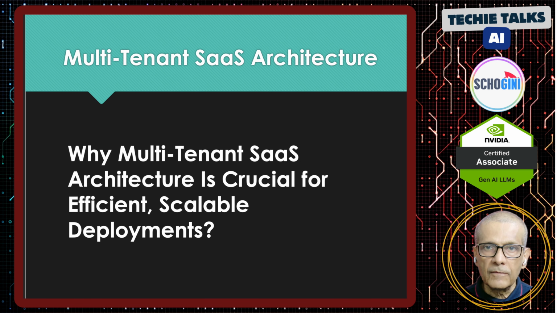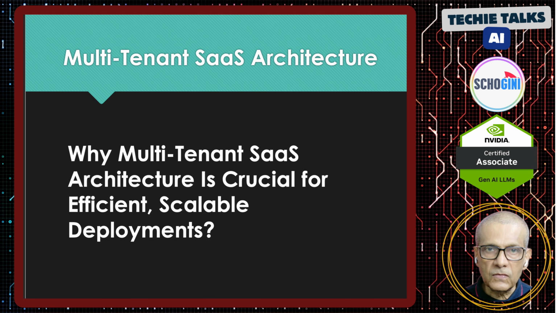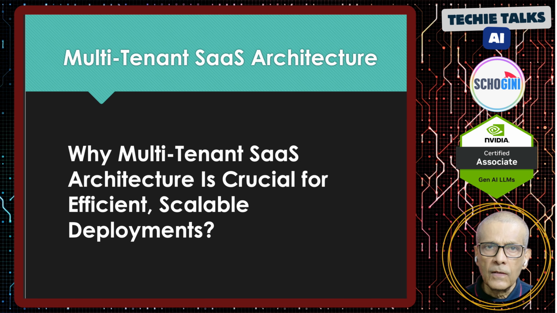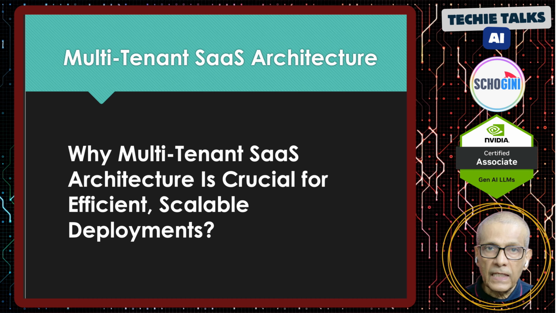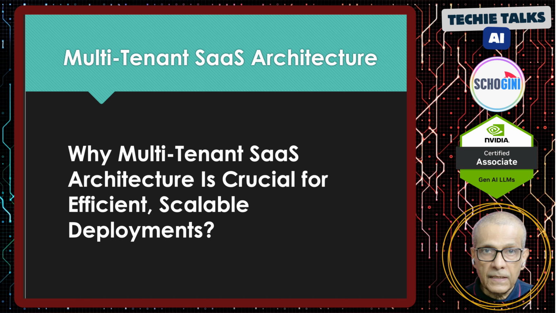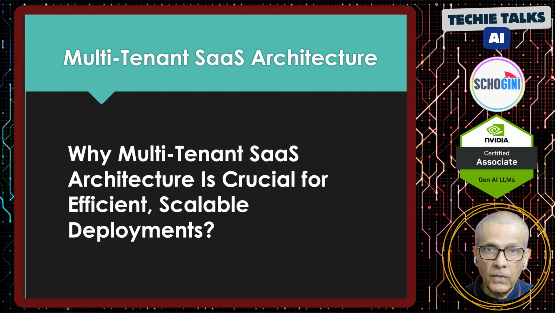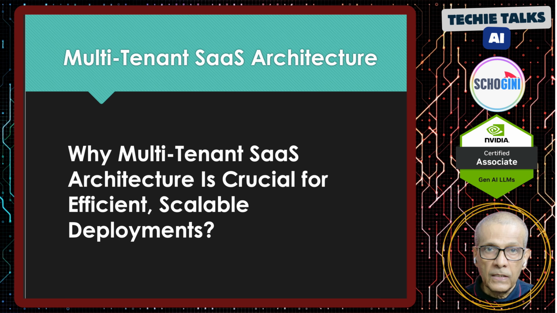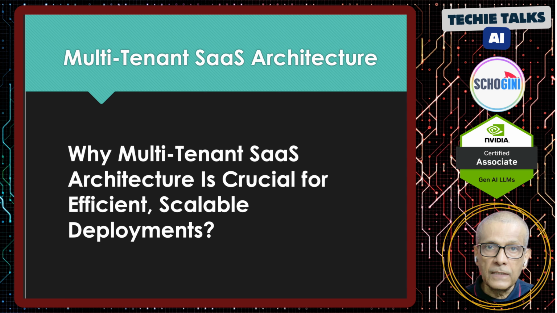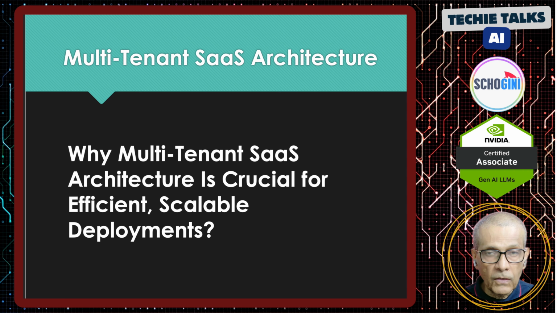Hi everyone. We will see today why multi-tenant SaaS architecture is crucial for efficient, scalable deployments. Multi-tenancy is the heart of every successful SaaS platform. This is important. Instead of deploying one app per customer, you serve all customers through a shared, intelligently isolated architecture. You will not find such a video anywhere.